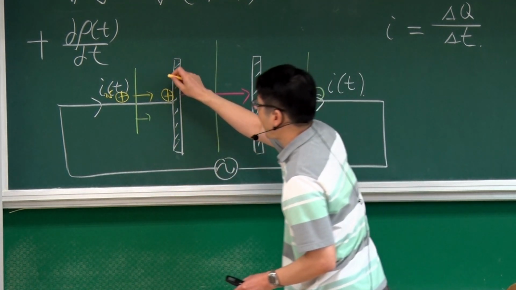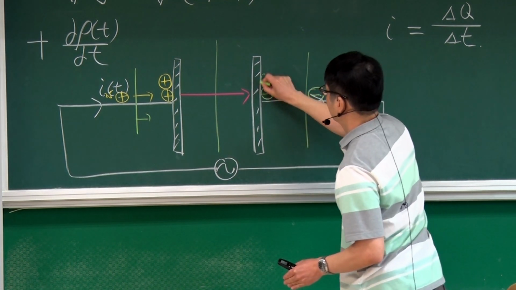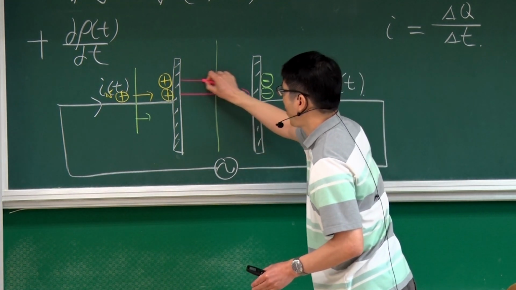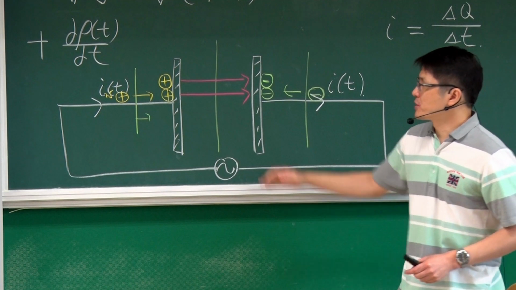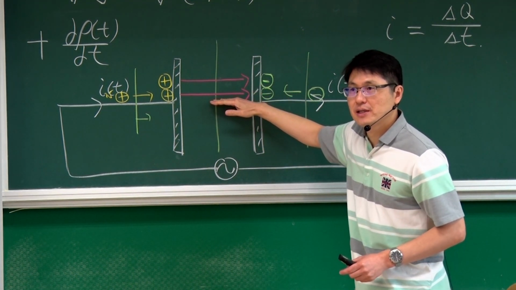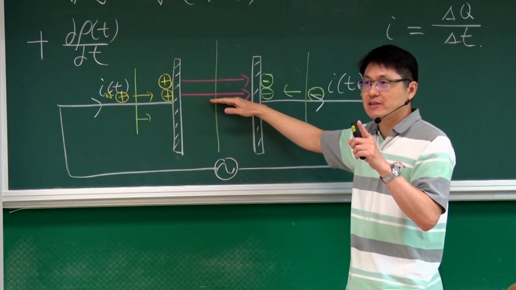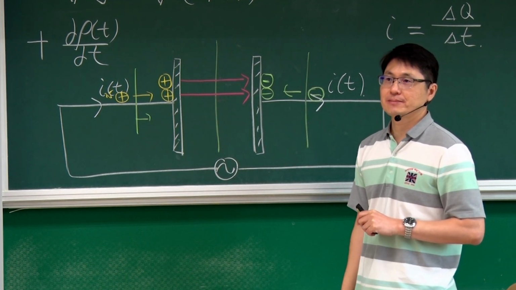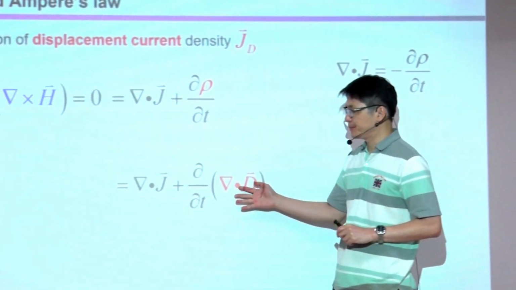But if you add one more charge, you add correspondingly one more field line. So this field line variation can actually be viewed as a current source. Okay, that's the physical meaning of this term.